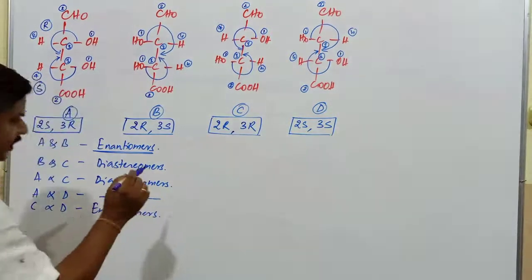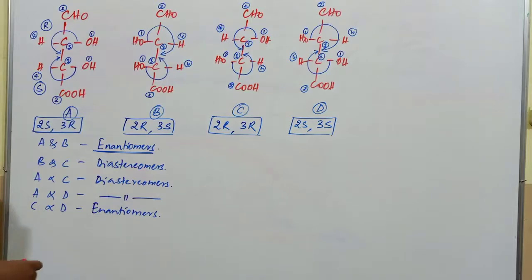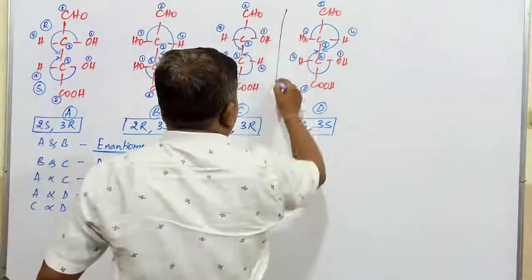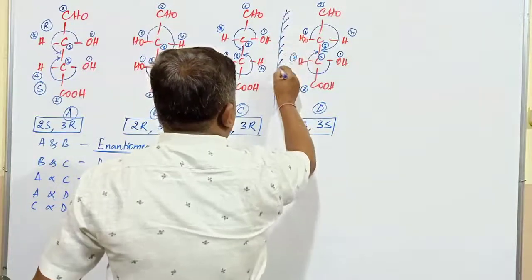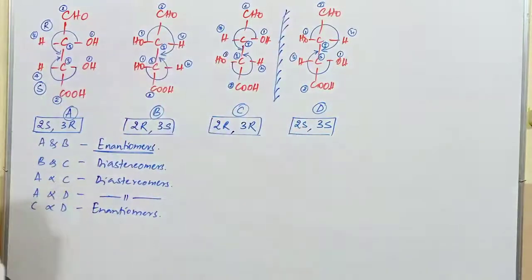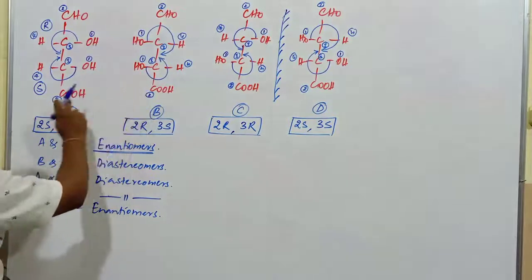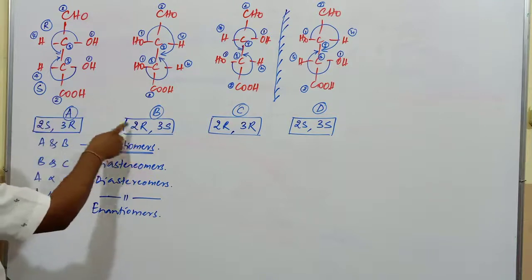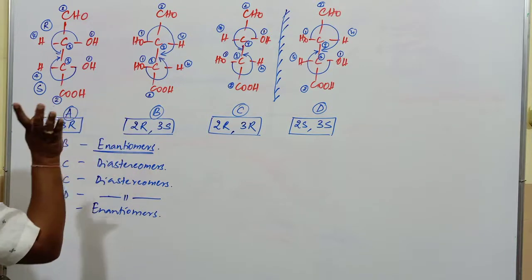Enantiomers. These are commonly called what? Enantiomer compounds. Enantiomers are mirror images of each other. Suppose you place a mirror over here, these are non-superimposable mirror images. These two are also non-superimposable mirror images. So one thing is going to be very clear: S is converted into R and R is converted into S. That would be called enantiomers.